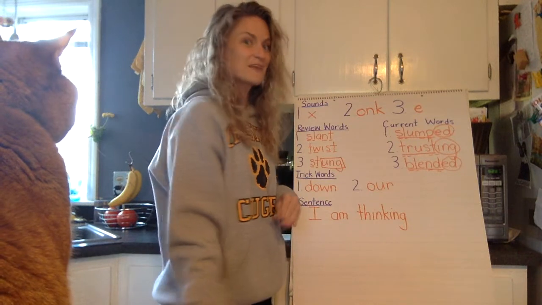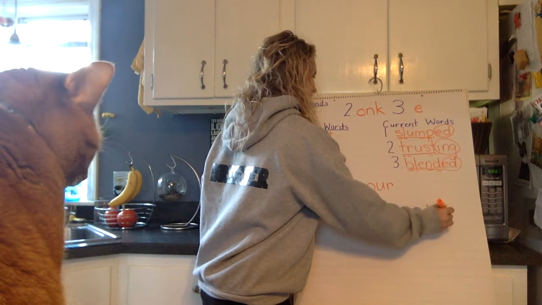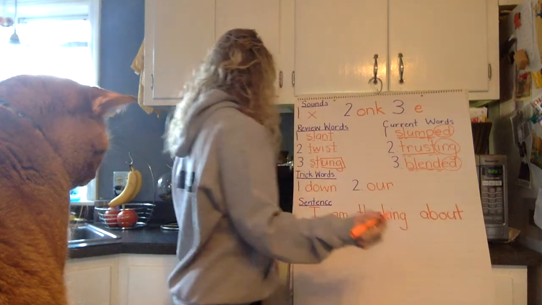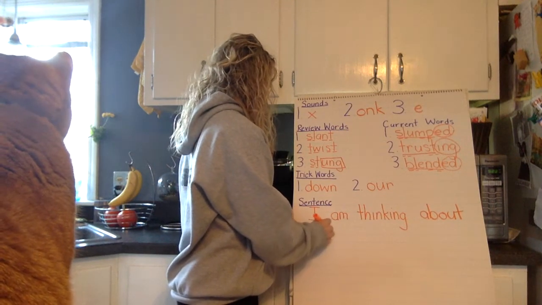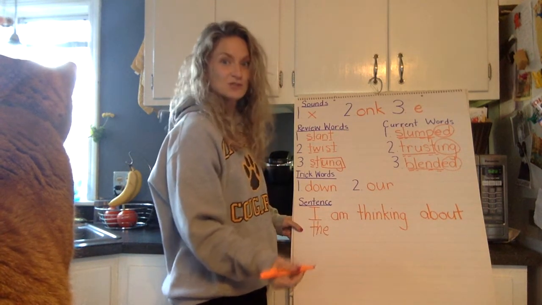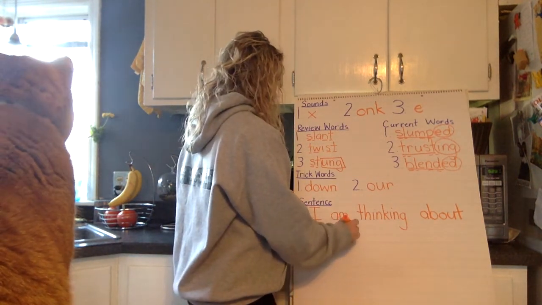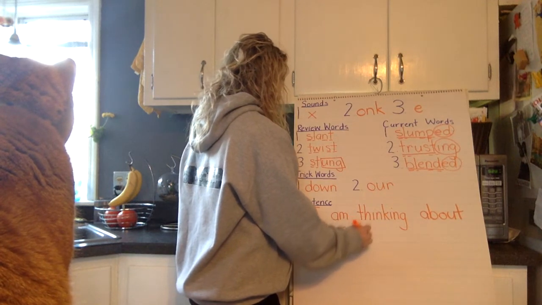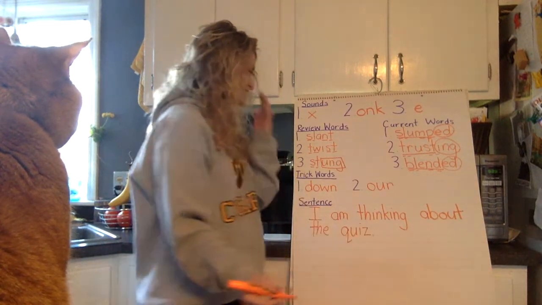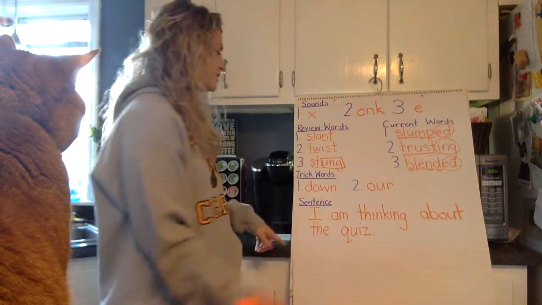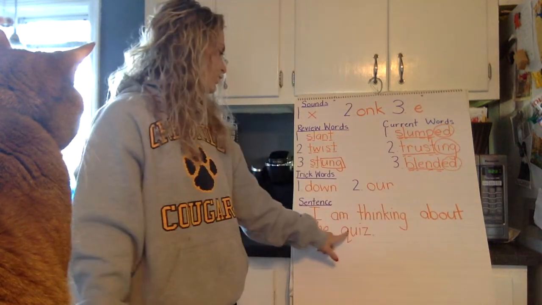I am thinking about. Do you remember that one? A-B. And then it's the word out. O-U-T. I am thinking about the T-H-E quiz. I was excited to use those buddy letters again. Quiz. Q-U-I-Z. Okay, I'm all done. Just kidding. Gotta put my period at the end. Make sure you did the same. Okay, read it with me. Here we go. I am thinking about the quiz.